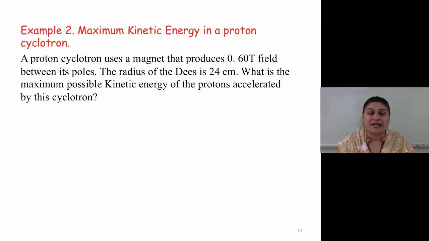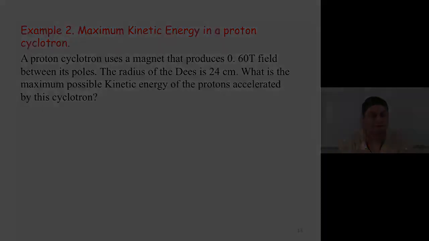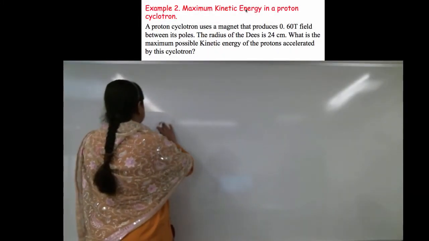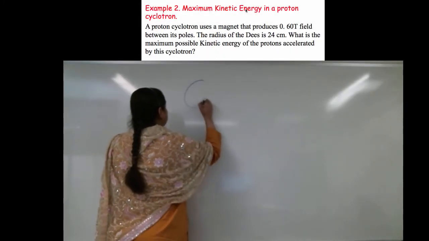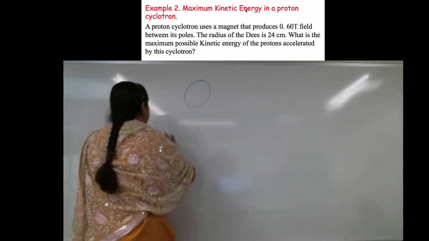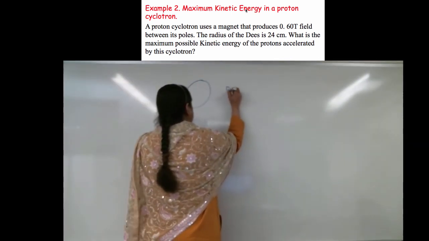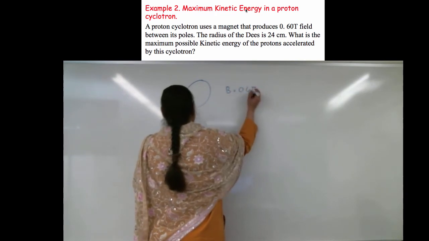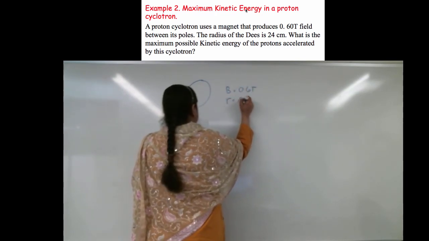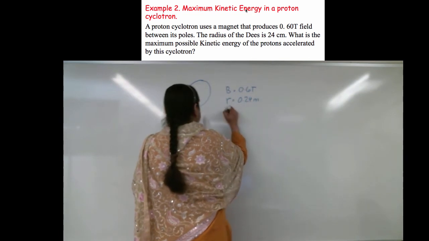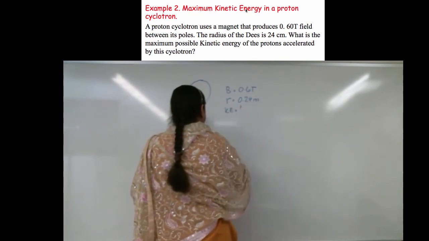Example. A proton cyclotron uses a magnet that produces a 0.60 Tesla field between its poles. The radius of the Ds is 24 centimeters. What is the maximum possible kinetic energy of the protons accelerated by this cyclotron? So in this case, a proton is moving in a circle, right, in an external magnetic field, which is 0.6 Tesla, and the radius is 0.24 meters, and I have to find the maximum kinetic energy, okay?